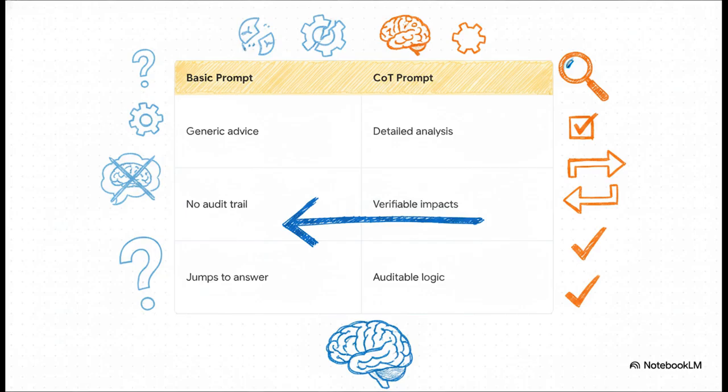But with a chain of thought prompt, you get a highly detailed analysis explaining exactly why a specific database might fail under load. It gives you verifiable impacts and, most importantly, a fully auditable logic trail. As a BA, you can read through that logic, verify every single step with your engineering team, and confidently present those findings to your stakeholders. It's a real game changer.